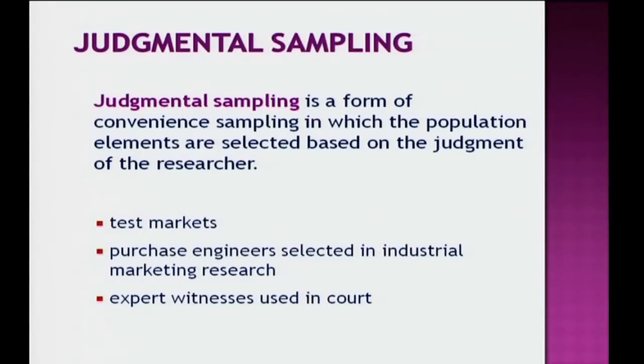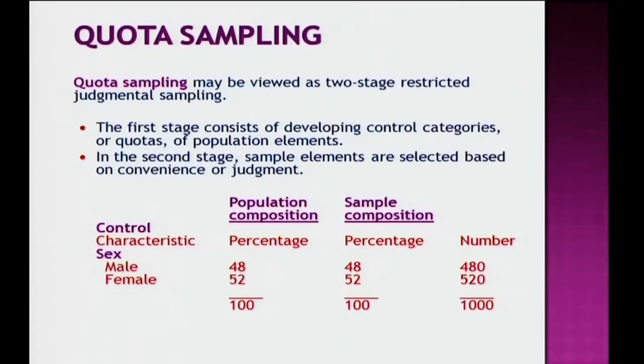There are many more examples, such as expert witnesses used in court, or purchase engineers selected in industrial marketing research. Moving then to quota sampling. It is a 2-stage restricted judgment sampling.